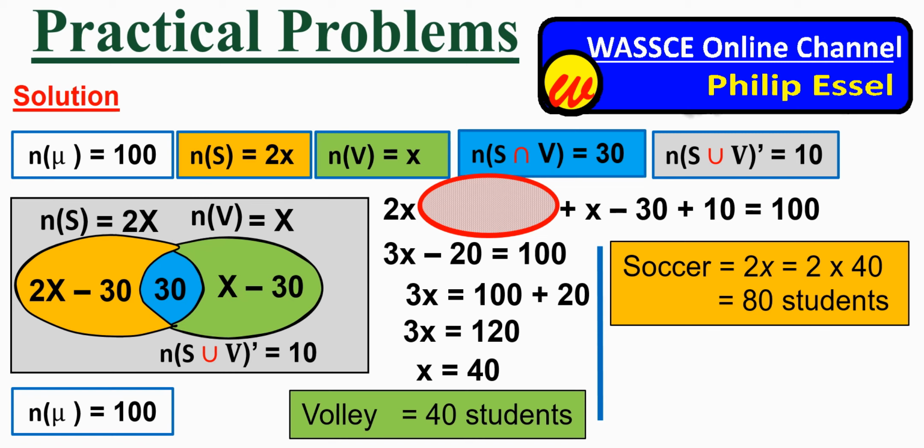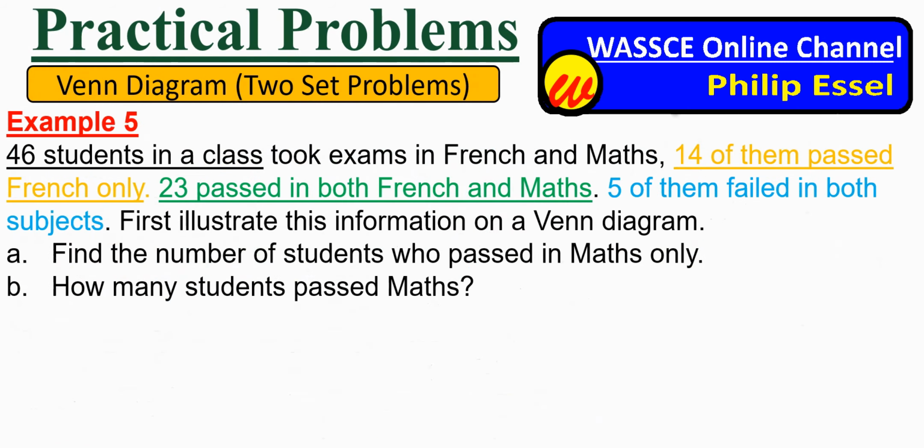Let's look at question 5. 46 students in a class took exams in French and Maths. 14 of them passed French only. 23 passed in both French and Maths. 5 of them failed in both subjects. First, illustrate this information on a Venn diagram. A. Find the number of students who passed in Maths only. Then B. Find the number of students who passed Maths.